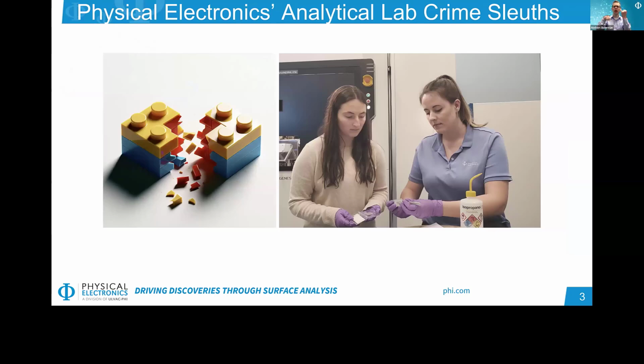What could be causing the blocks to break if the data is not showing much? Analytical sleuths at our company, Physical Electronics, had an idea. We build tools to look at the surface of materials rather than the bulk. What if we put the building blocks in one of our machines? We used a technique called X-ray photoelectron spectroscopy, which irradiates the surface of a sample with X-rays and collects the generated electrons from it to provide chemical information.